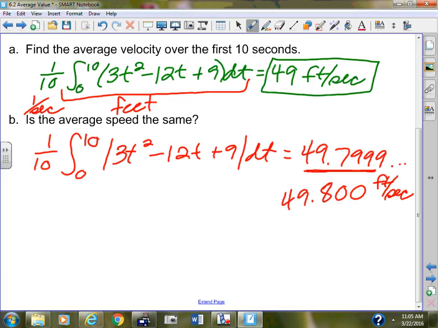All right, now let me mention one other thing that happened on part A. Nice young lady, first period. She asked me, she said, well, for average velocity over the 10 seconds, why can't I just treat it like the mean value theorem and find the velocity at time 0 and velocity at time 10, add those together and divide by 2? Wouldn't that be the average?